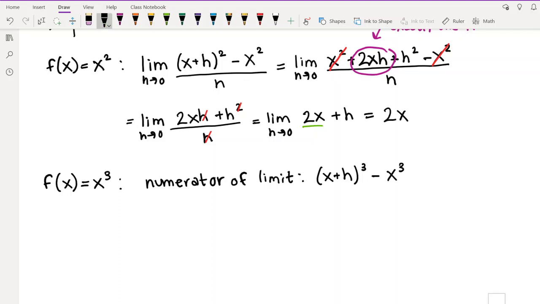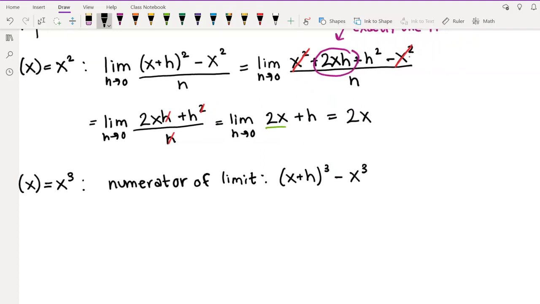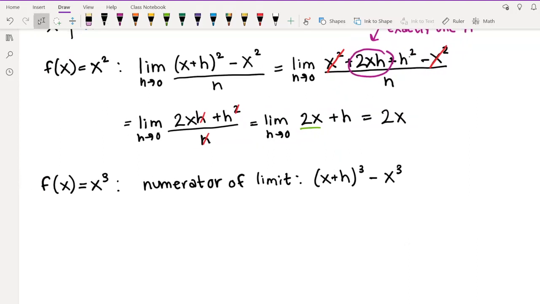So once again, we know that the x cubed is going to cancel out. And so let's think about what actually will show up if you take (x + h) cubed and multiply that out. So (x + h) cubed is the same thing as (x + h) times (x + h) times (x + h).